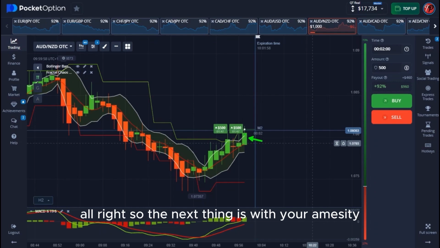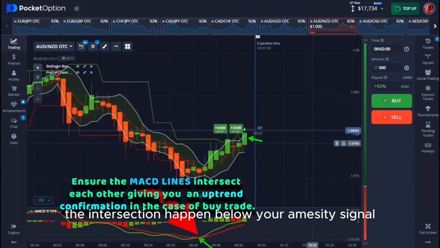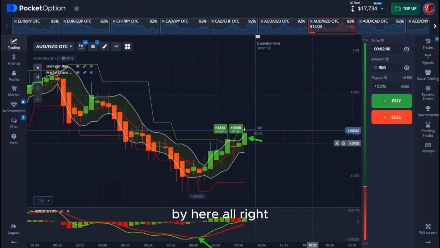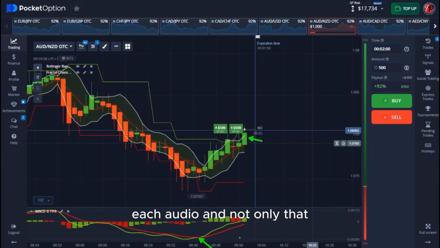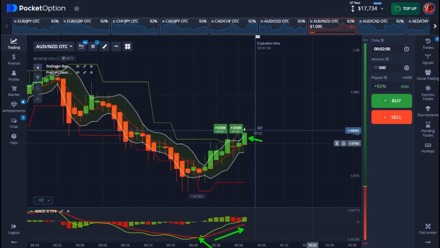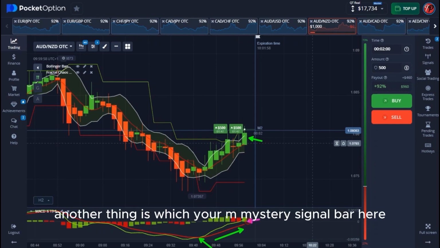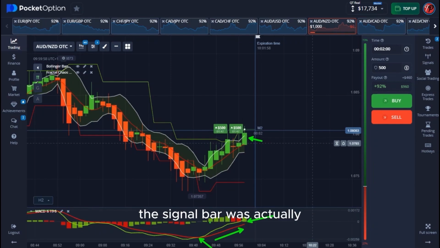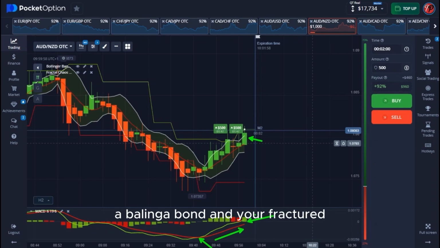All right, so the next thing is with your MACD. The number one thing is to always make sure that the intersection happens below your MACD signal bar here. Make sure that the green and the red lines actually intersect each other, and not only that, make sure that they are going up in a trend. When the intersection happens, both lines also need to be going up in a trend. Another thing is with your MACD signal bar: the signal bar must also give you an uptrend confirmation.